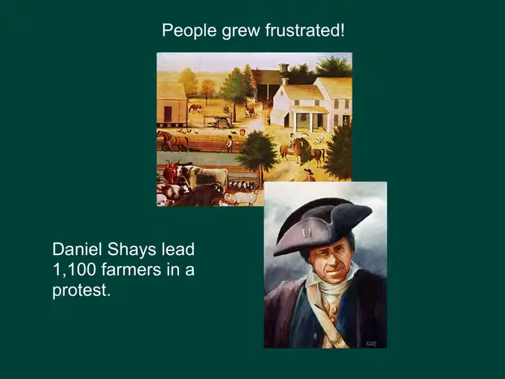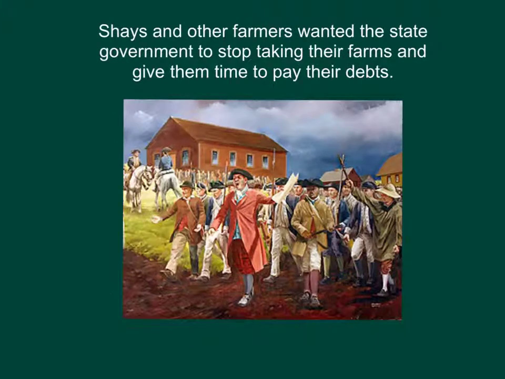In 1786, a farmer named Daniel Shays led a group of about 1,100 farmers in a protest. Shays had been a soldier during the War for Independence. Shays and other farmers wanted the state government to stop taking their farms and give them time to pay their debts. They tried to capture weapons belonging to the national government.